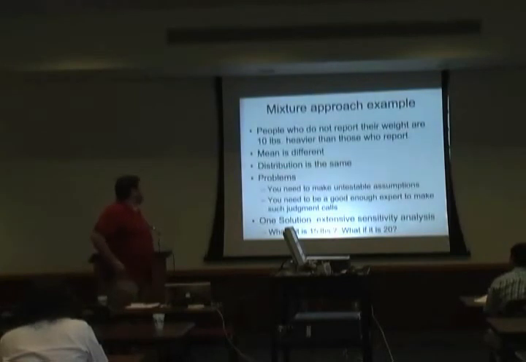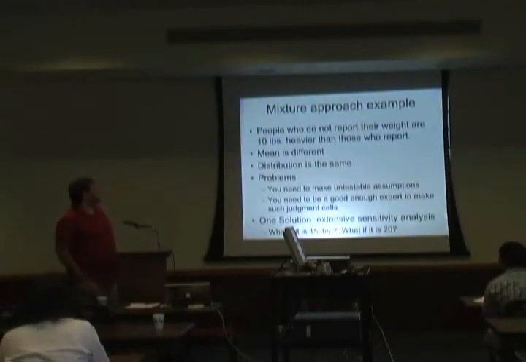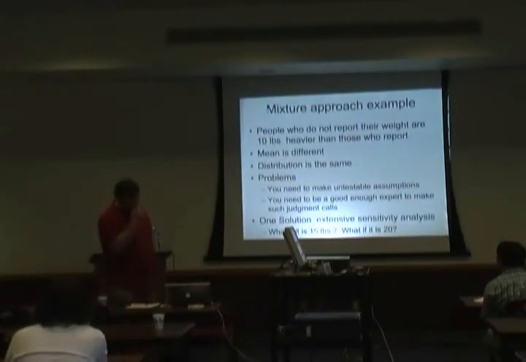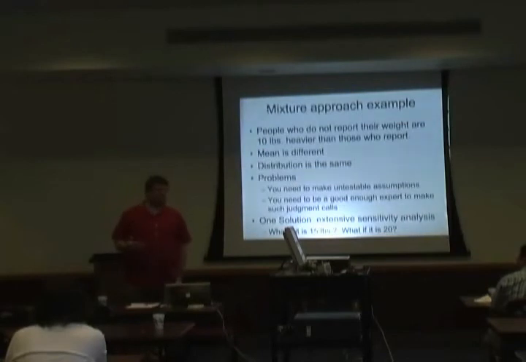So let me give you an example. Let's say you know that people who do not report their weight tend to be heavy or have more weight. So let's say you can make the assumption that the people who have missing data are, on average, 10 pounds heavier than those who report their weight. The distributions are the same, only the mean of that distribution is different. So you just made some assumptions about your distribution. You just made the assumption about the mean of that distribution.